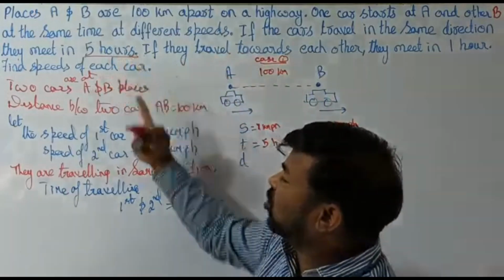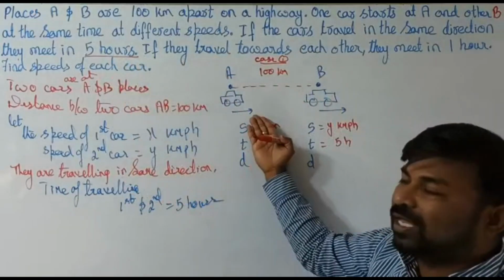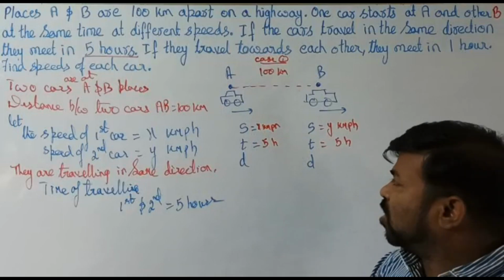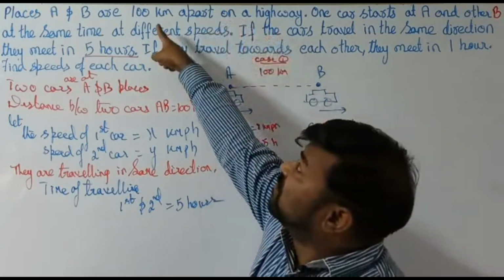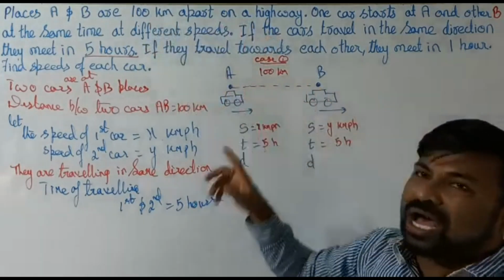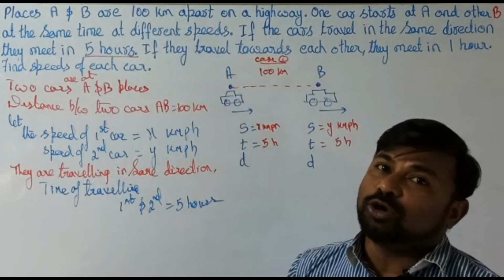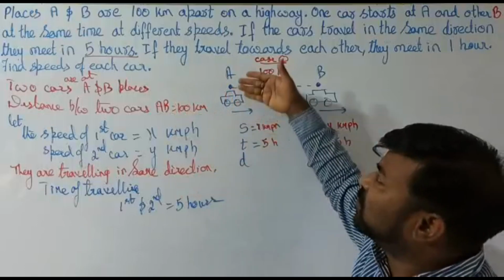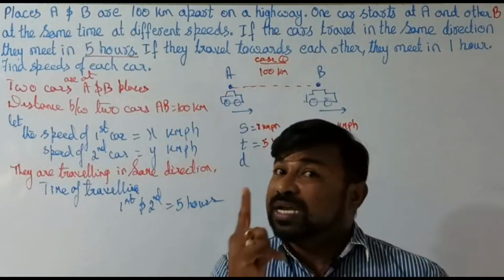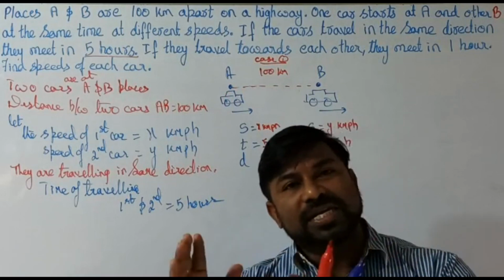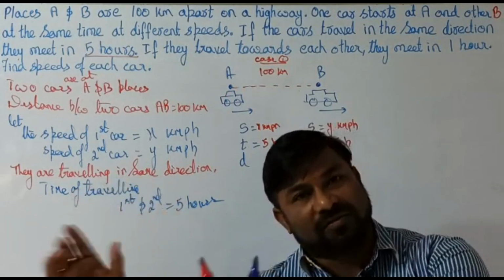So, what does he say? How many hours they traveled? 5. What are the variables? S, T and T. Now, we are talking about the distance traveled, right? He has given the total distance between the two cars as 100 kilometers, but he didn't give the distance traveled by the first car and the distance traveled by the second car. He has given only one point, that they are meeting after traveling 5 hours.